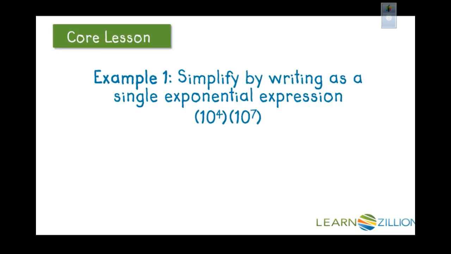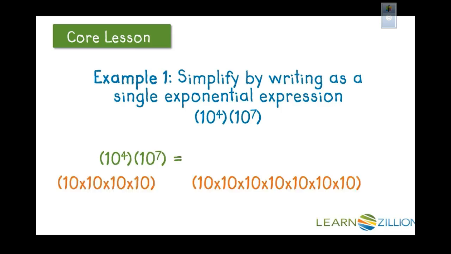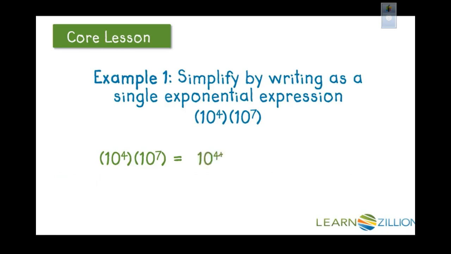Here's an example. We are to simplify this expression by rewriting it as a single exponential expression. First, notice that the base of both exponents is 10. So I want you to visualize expanding this to 4 tens in a multiplication sentence times 7 more tens in a multiplication sentence. Once we do this, we see 11 tens in a multiplication sentence. My hope is that you soon start visualizing this expansion on your own, and you can see that you can just take the sum total of 4 plus 7 to get 10 to the 11th power.